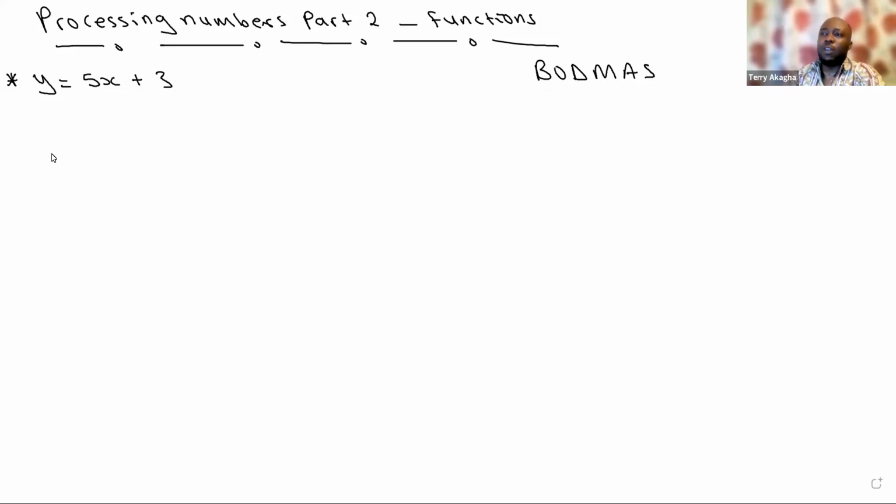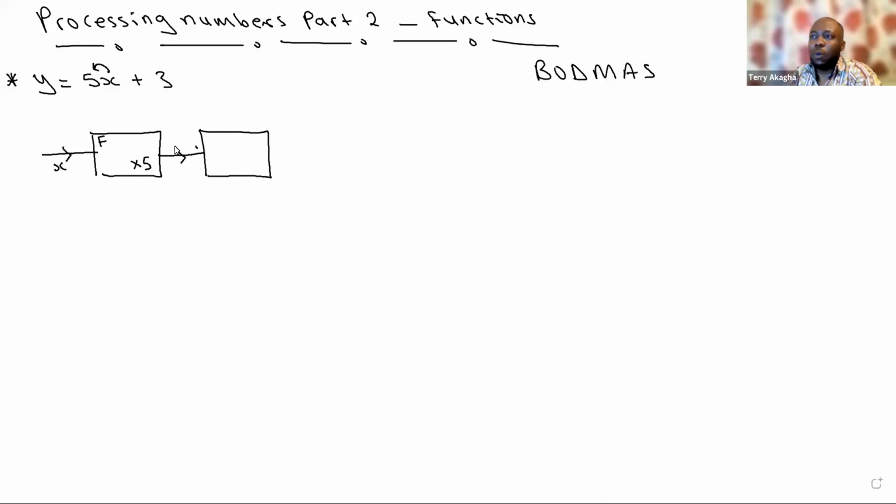So here now we have this. We have the input going to be x. The first thing you do is multiply x by 5. So the function is multiply by 5. Now, when you multiply by 5, the result you get from this function will be taken into another, different function. So the answer you get here will become the input for the next function. You add 3, and that will give you the value for y, which is equal to 5x plus 3.